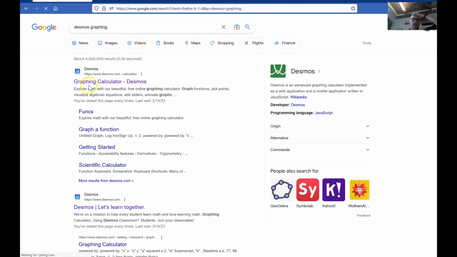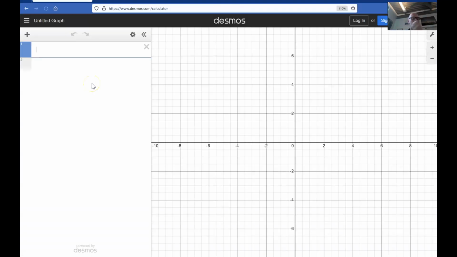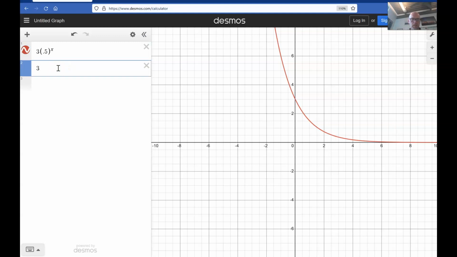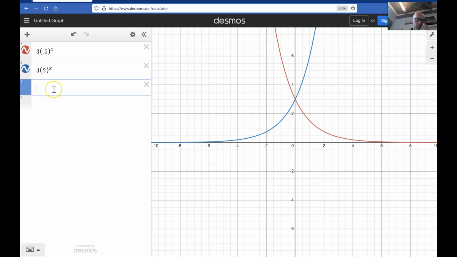And let's graph a bunch of exponential equations. So let's do like 3 times 0.5 to the x. And let's do 3 times 2 to the x. Interesting. Notice that it crosses at 3. And we have a 3 there and a 3 there. Let's try something completely radical.